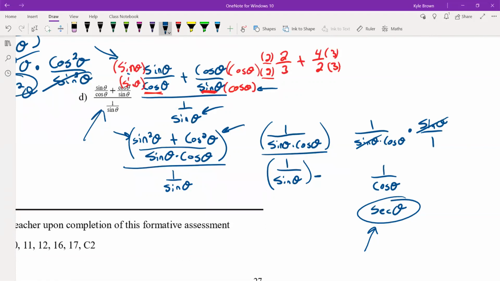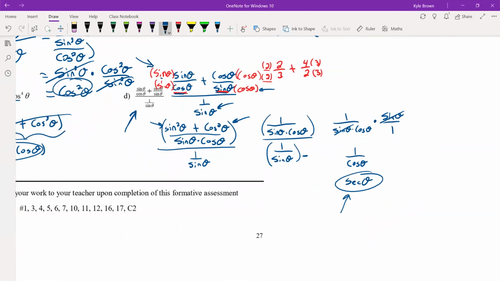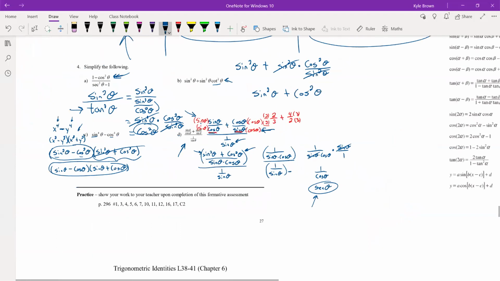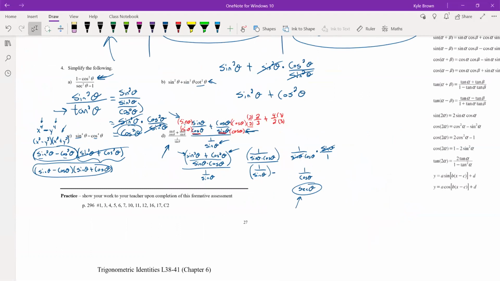This skill right here, everything we did with this one, keep this in your toolkit of tricks, of combining under a common denominator. Because if you ever take calculus, this comes up a lot. We do this a ton in calculus. So you'll get used to doing this, I promise. Anyway, hopefully you guys are doing okay with that.